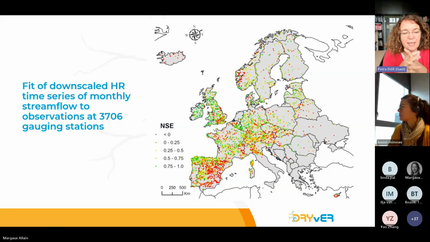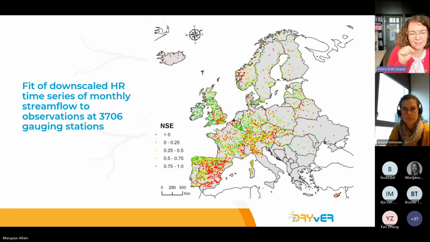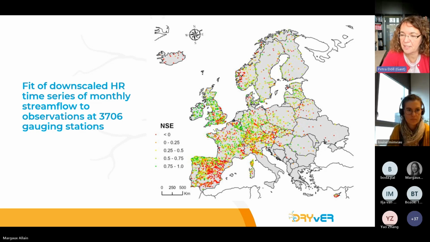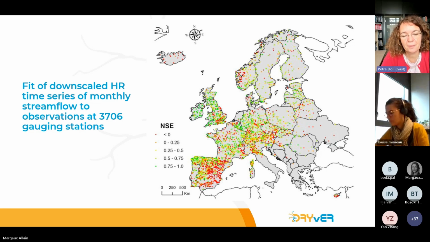And so we did the downscaling. I will not go into details of how we did that. But we then derived from the WaterGAP output stream flow estimates at the spatial scale of 500 by 500 meters. We then assigned to these 500 meter cells these 3,706 gauging stations. And then we compared the monthly time series of stream flow to our model results. And this is the Nash-Sutcliffe efficiency. Everything that is red, the model is not doing a good job. It is not skillful.